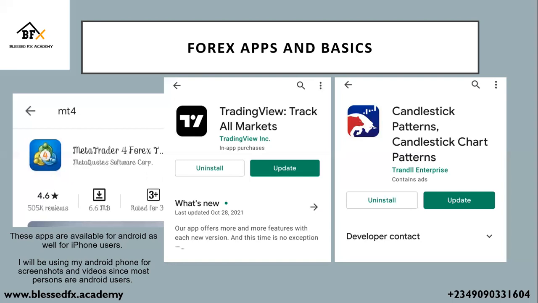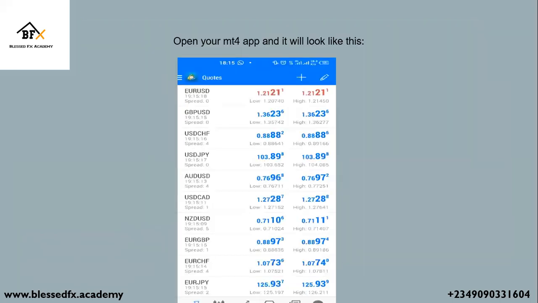If you are an iPhone user and you don't understand when I use screenshots from Android, you can send me a message and I will give you an updated link for iPhone as well. That being said, these are the current icons at the time of making this video. I don't think there will be much changes, but whatever be the case, you can simply search, and I'm sure even the updated one will be available for you to download. So pause this video and download at least MT4 so that you can follow along. Open your MT4 app and it will look like this.